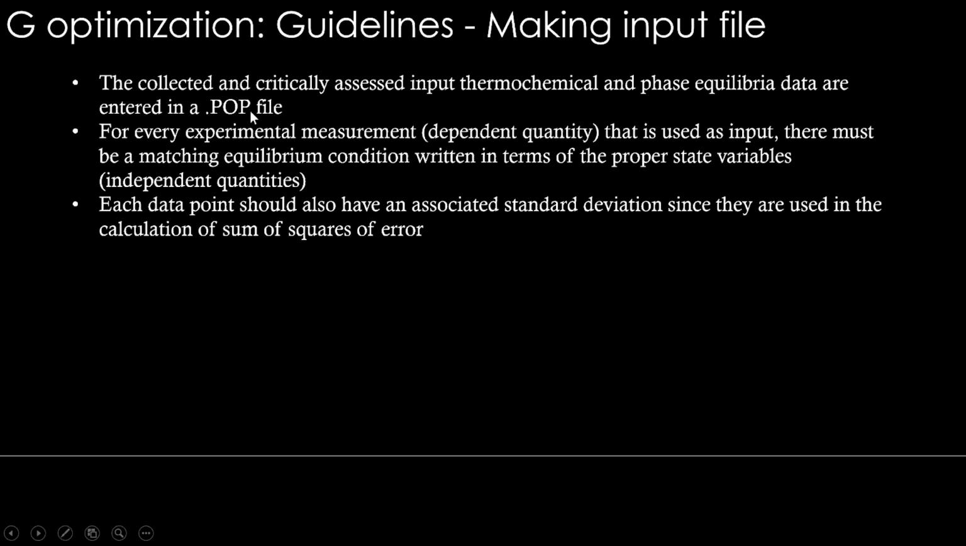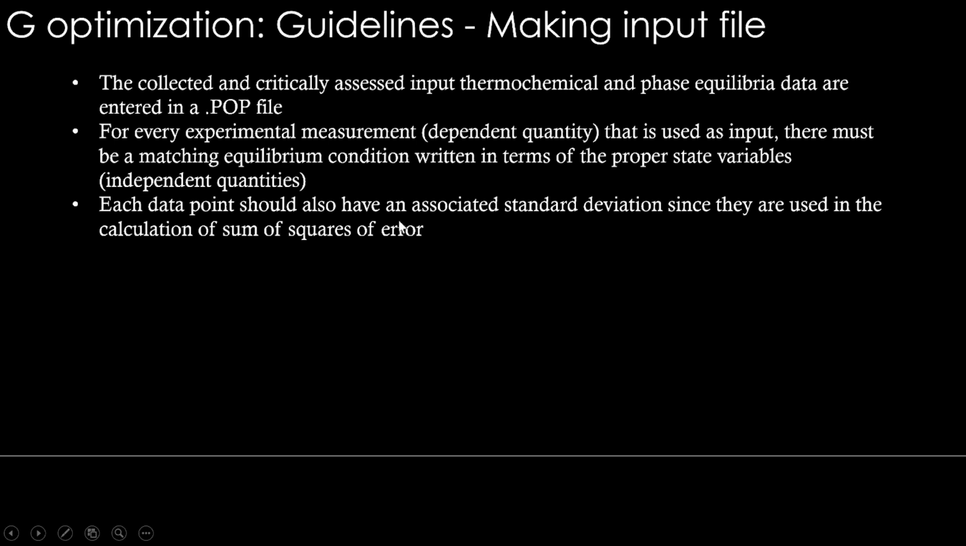In making the input file, certain things are to be considered. The collected and critically assessed input thermochemical and phase equilibrium data are entered into this .pop file. For every experimental measurement, we call the measured value the dependent quantity that is used as input. There must be a matching equilibrium condition written in terms of the proper state variables. So the state variables will be independent quantities in the experimental condition, whatever we set up, and they will be entered as equilibrium conditions in the pop file, and the dependent quantity will be the one which is measured. This is how we have to enter it. I will show a couple of examples as well.